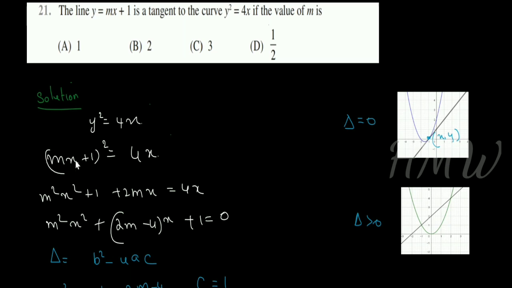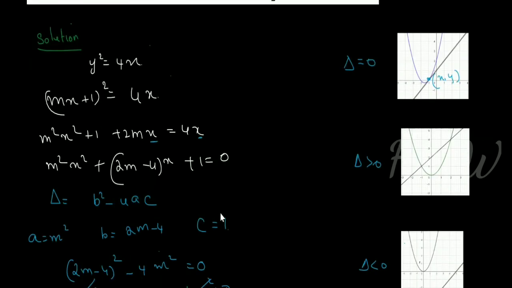So you will get m²x² + 1 + 2mx = 4x. So m²x² + (2m − 4)x + 1 = 0, where you can take out the common x outside. Now this is a quadratic in x. So we have to find the point x. To find the point x, find the discriminant value.